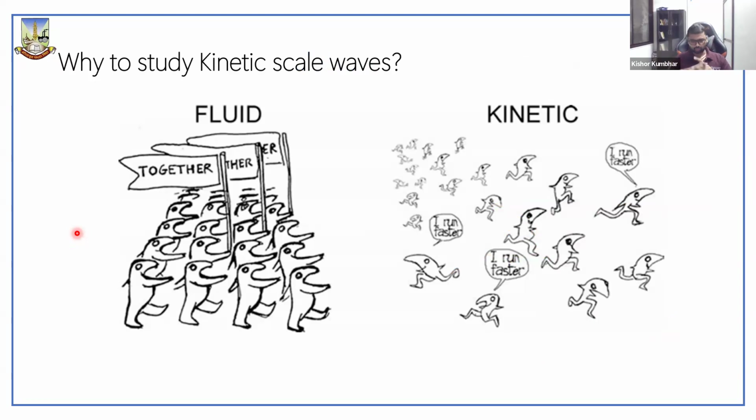We know that Alfvén waves are basically MHD waves, and MHD theory basically treats the plasma particles as a fluid. In the sense, we are neglecting the individual behavior of the particles, and we are treating them as a collective thing. Because of which we are just observing large scale phenomena.